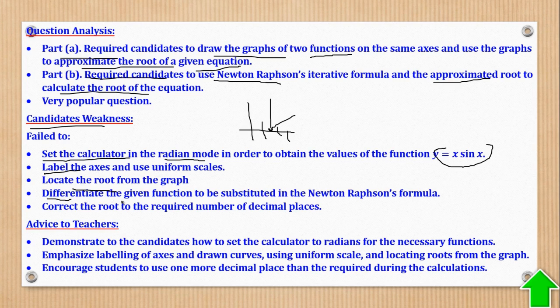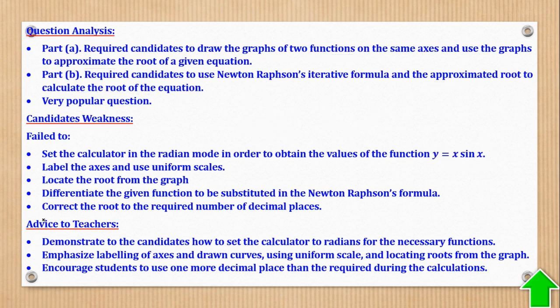Then they also failed to differentiate the given function to be substituted in Newton-Raphson formula. So some candidates failed to realize that they had to use product rule to differentiate the part which is x sine x. So product rule, you must be conversant with it for you to do such questions. Then they failed to correct the root to the required number of decimal places. So at the end of it all, you must round off to the given accuracy.